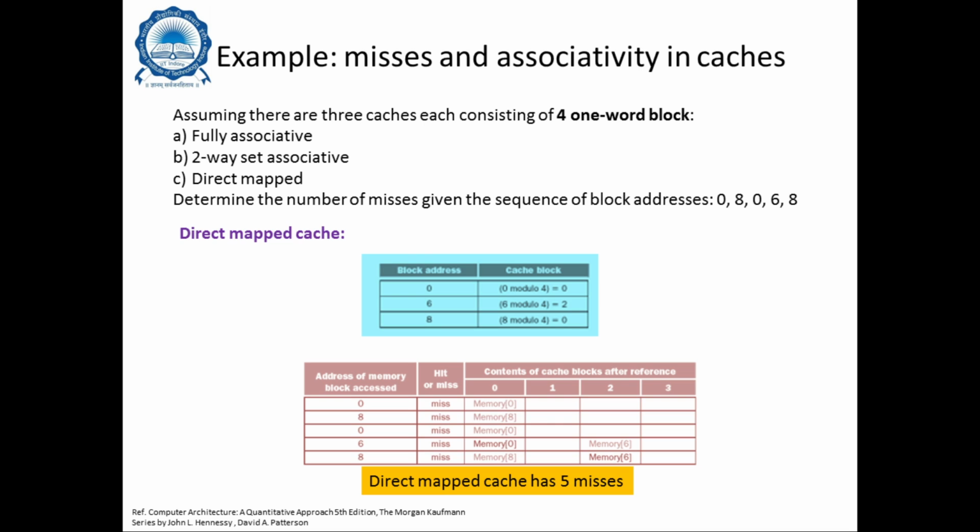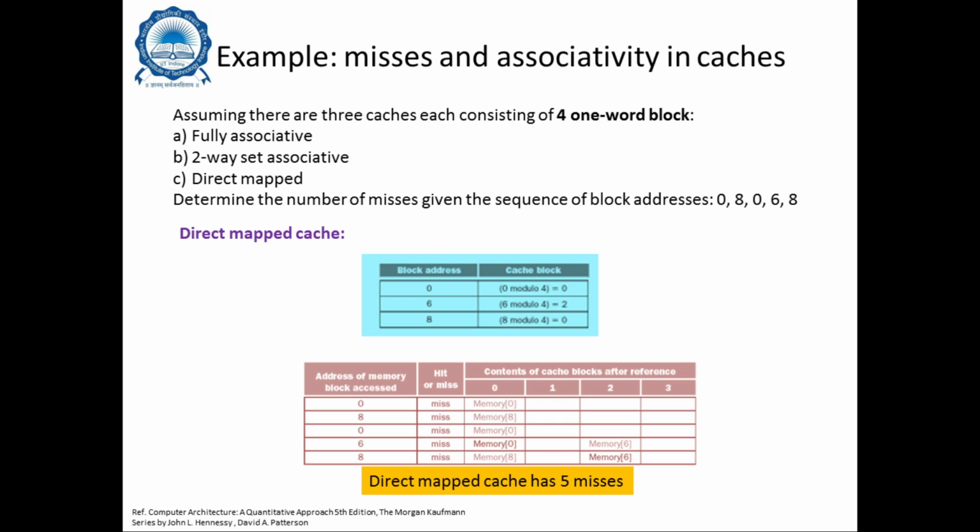In case of direct map caches, the assigned cache block will be block address modulo the number of words or blocks in the cache. So for block address 0 it will be 0 modulo 4, which is 0. For block address 6, it's 6 modulo 4, which is 2. The next one is 8, and 8 modulo 4 is again 0. This is the assigned cache block in case of direct map caches.